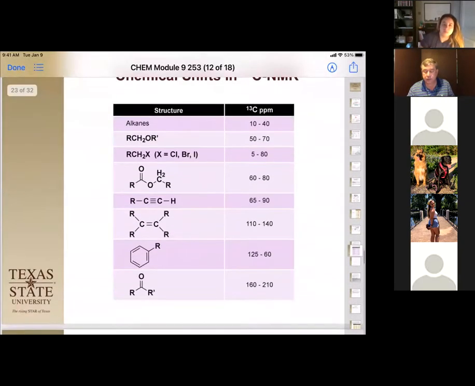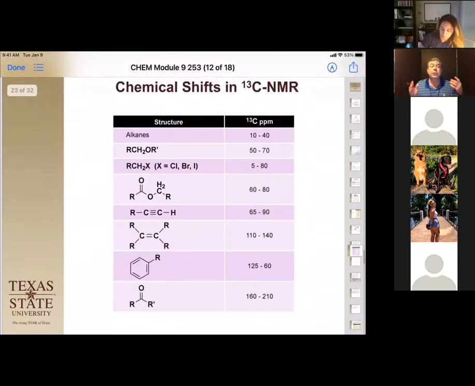Oh, I guess we're talking about chemical shifts first. Okay, so just like before, the most like an alkane, the closer to zero. And again, in this system, zero is also the tetramethylsilane. So we're starting from that as our 0 point. So things most like alkanes are going to be closest to zero.